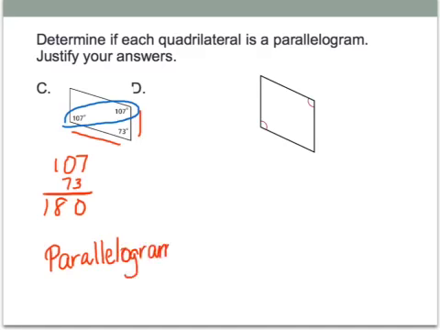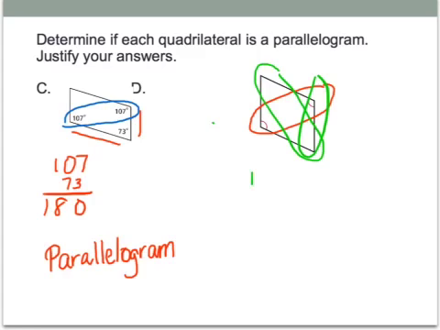Okay, let's go ahead and do D. Here we see that opposite angles are congruent, but we only have one pair of opposite angles and we don't know anything about the other opposite angles. We also don't know anything about consecutive angles. We don't know if they're supplementary, we don't know anything. So this one just has not enough information. You could just put NEI.